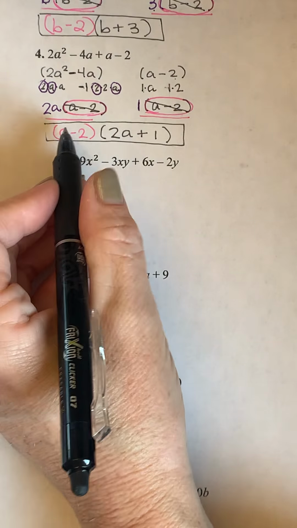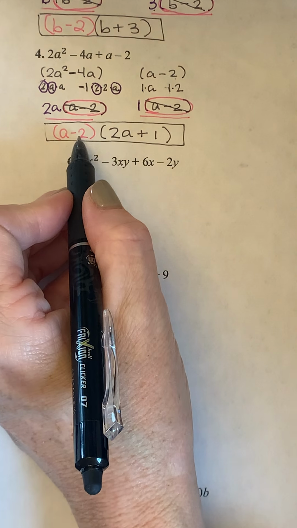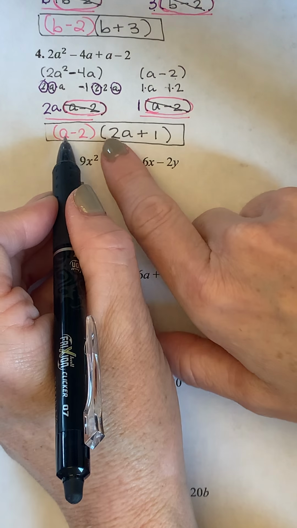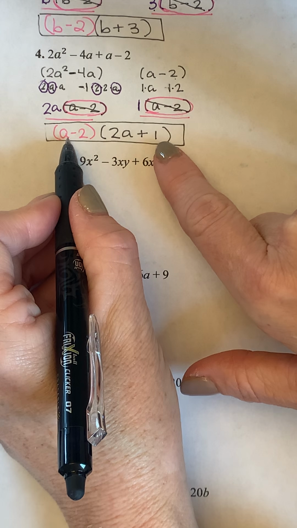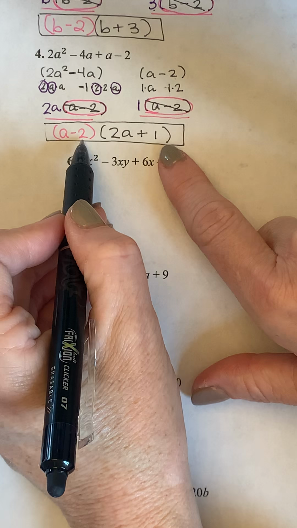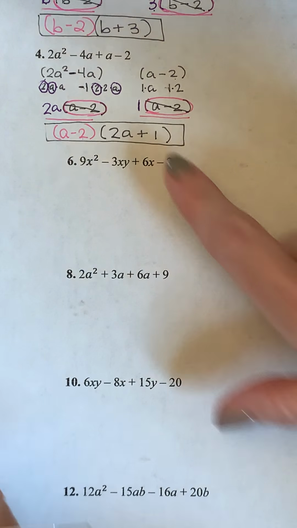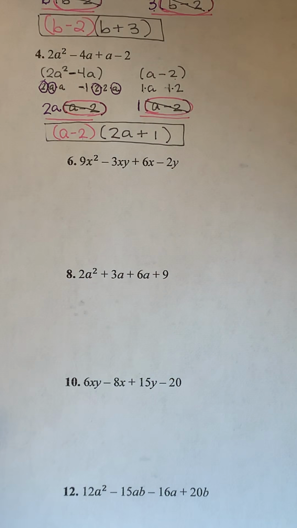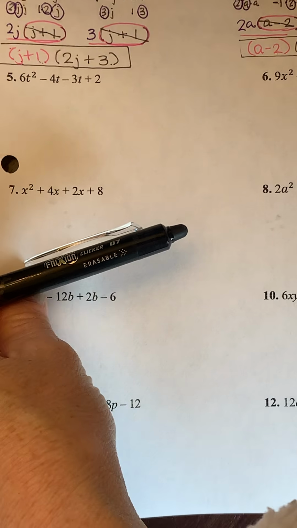And y'all know I make mistakes. Let me check and make sure. Yeah, okay. So to check it using FOIL, 2a squared plus a minus 4a. There's the plus a and the minus 4a, and then a minus 2. All right, we're good. Okay, let's go to number 5.